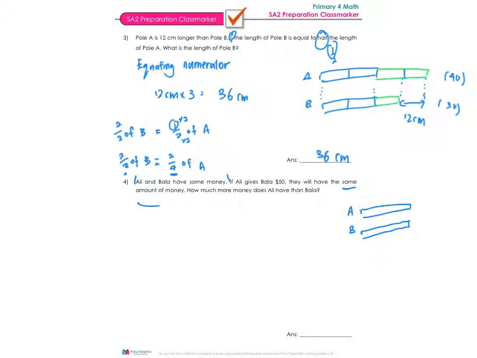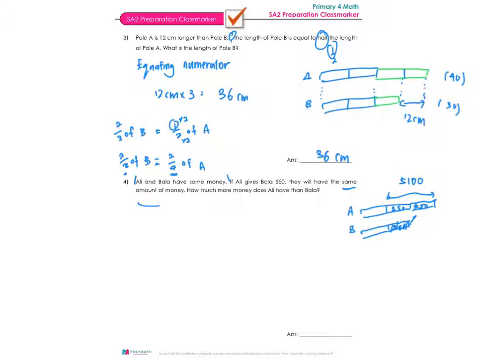If Ali gives Bala $50, that means the $50 from Bala must be from Ali. So you cut out this $50 portion, because if you transfer back, there will be a gap of 50 here. This portion will be gone. So actually Ali has $100 more than Bala.